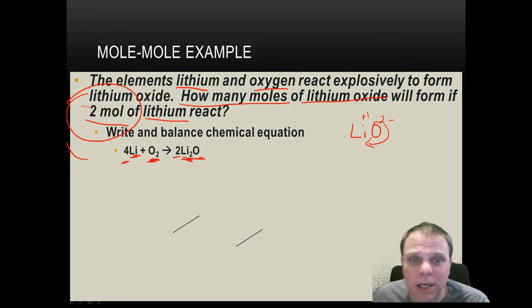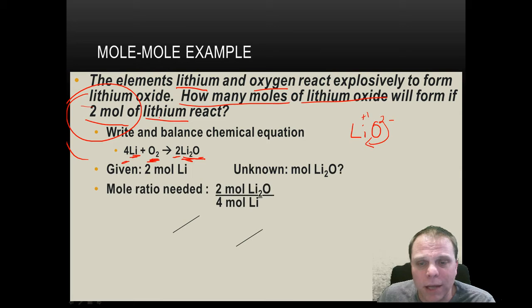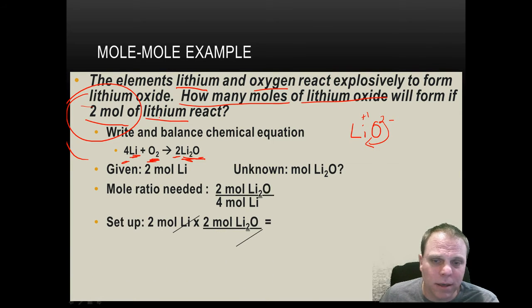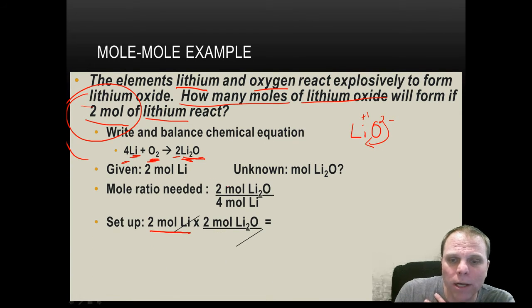Now you start with what you're given. What are you given? You're given the 2 moles of lithium. So that's what you start with. So as you start your problem, you want to start it with the 2 moles of lithium, okay? Now, what mole ratio are you going to need? You're going to need the ratio that takes you between lithium and lithium oxide, right? Because that was the given and the unknown.